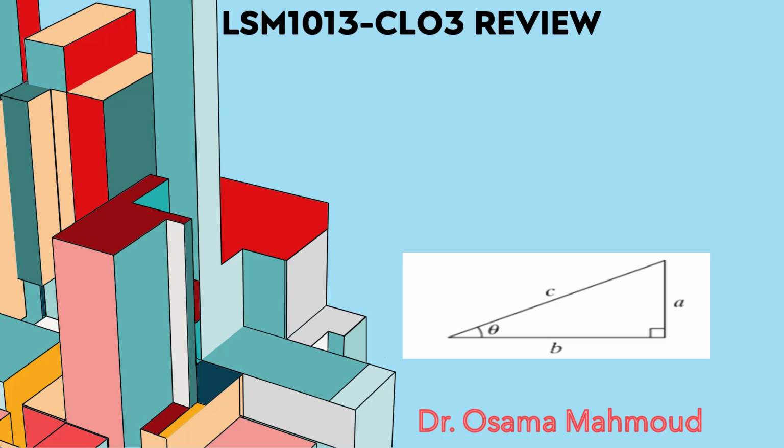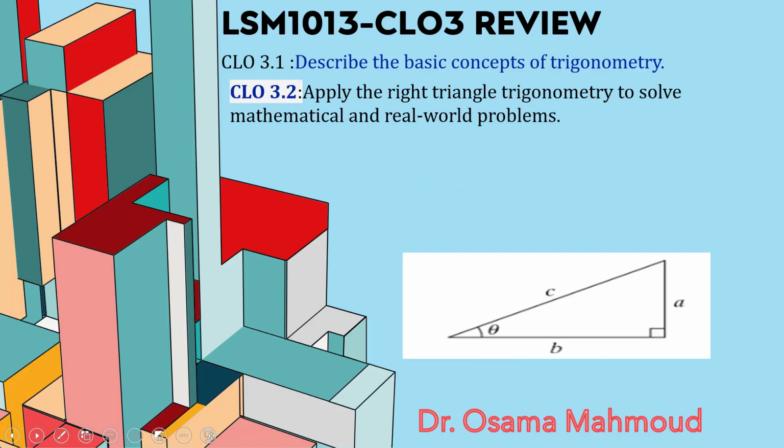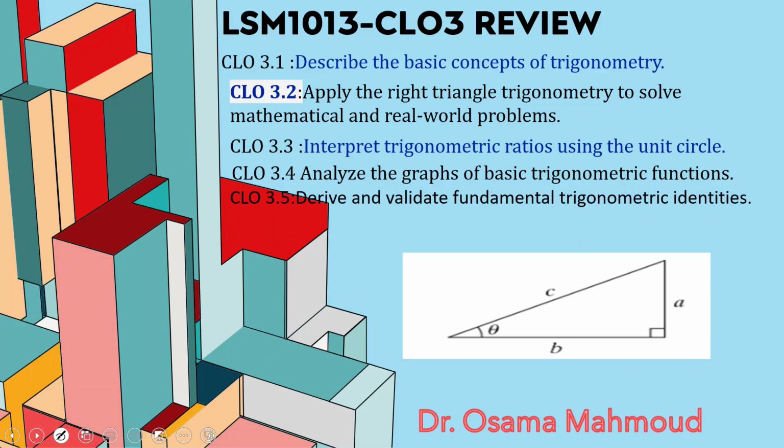We are going to revise LSM1013 CLO3. This CLO is talking about trigonometry. So we are interested in the right triangle, which has one angle of 90 degrees or pi over 2.